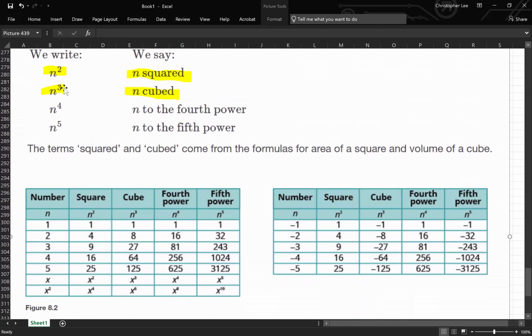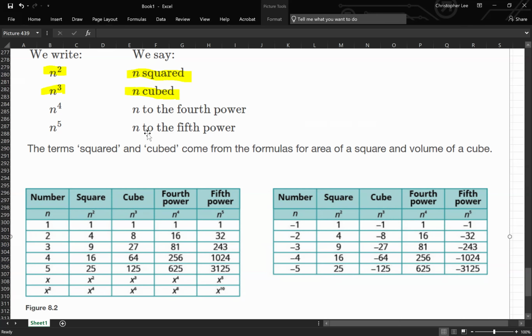So if we write n squared, that's pronounced n squared, right? Means n times n. If we have n to the third power, that's called n cubed, right? That's what third power means, cubed. N to the fourth power is just n to the fourth power, n to the fifth power is n to the fifth power, right? So whenever I say squared, I mean that the power is two. If I say cubed, I mean that the power is three.